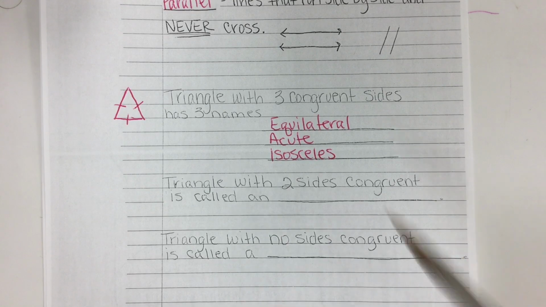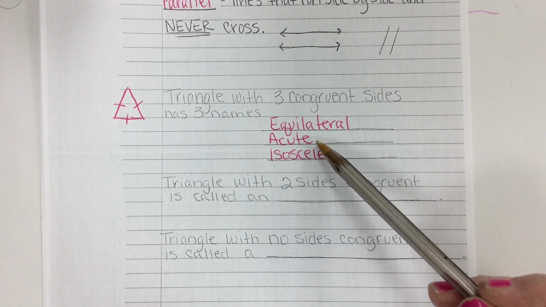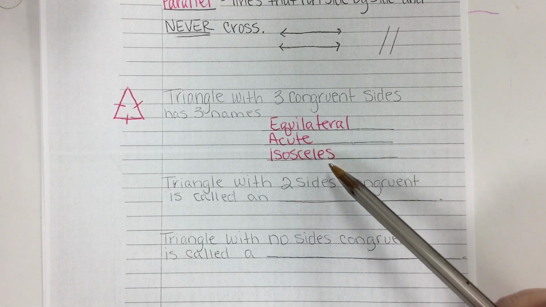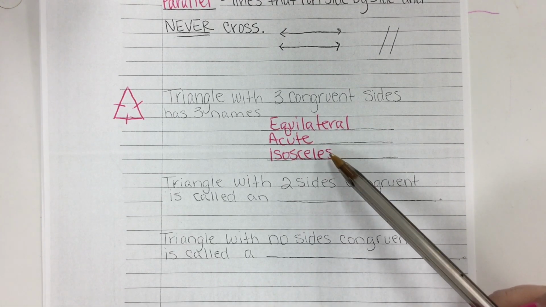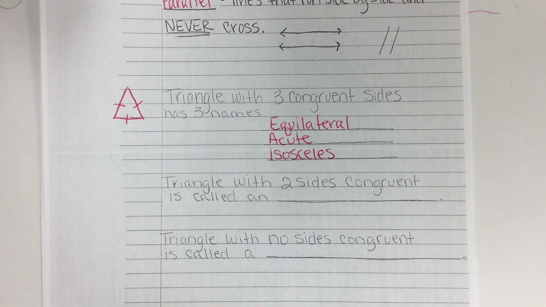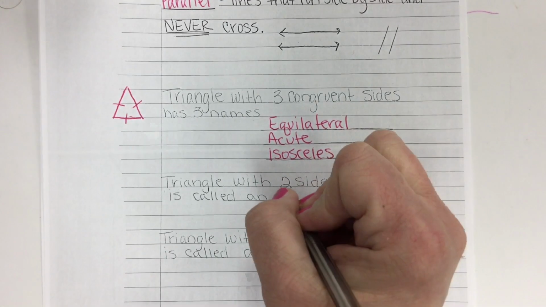So an equilateral triangle has three congruent sides, so it is equilateral. Because it's equilateral, it also has three acute angles, so it's an acute triangle. And then because it has three congruent sides, obviously two of them are at least congruent, so it's also called isosceles. A triangle with only two sides congruent is just called isosceles.